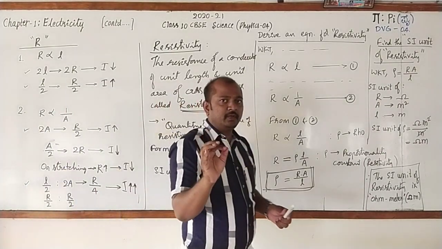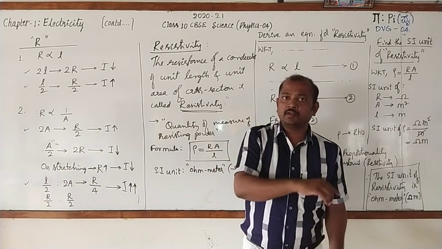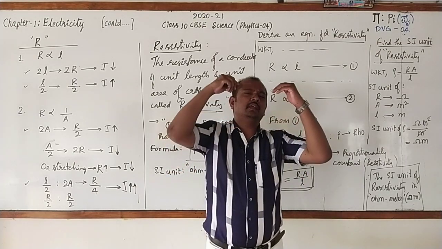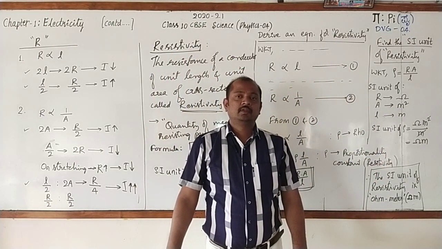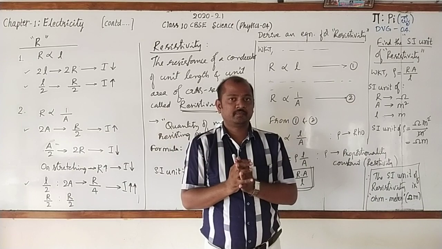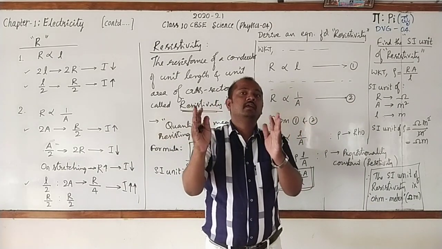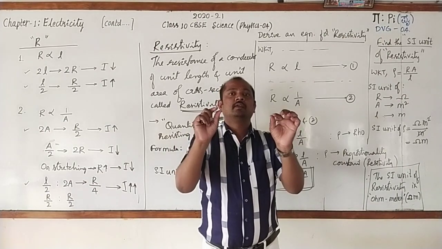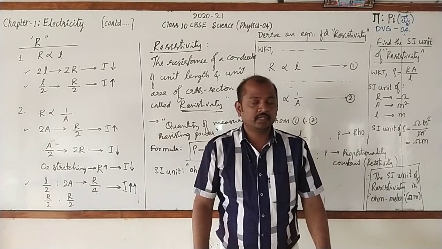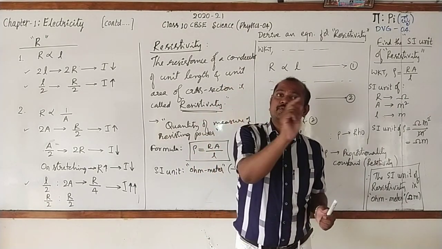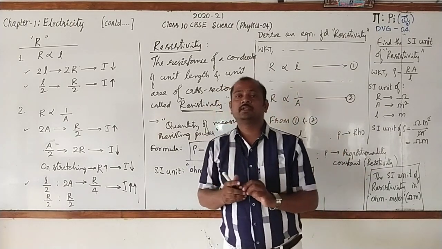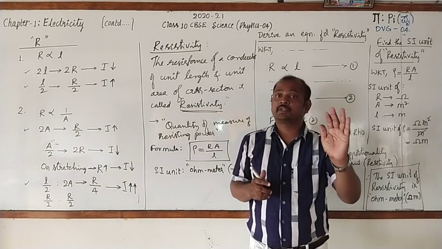Then does it depend on any factors? Yes. Does it depend on length? Does it depend on area of cross section? No. If you take any number of copper wires having the same length and the same thickness, all will have the same resistivity. When you take iron, any number of iron wires of the same length and same thickness, all will have their own resistivity. So resistivity is different for different materials. Hence we can say that it depends on one factor, that is the nature of material of the conductor.